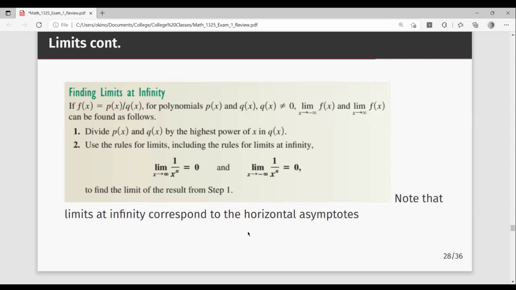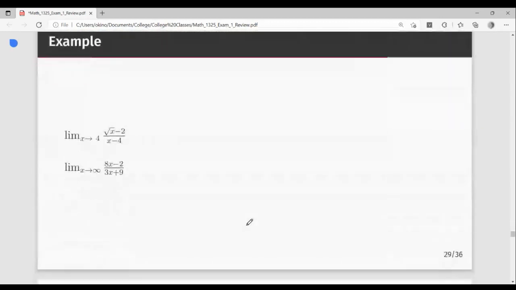And after that, we'll use the rules of limits and look at the rules for limits at infinity. If we have 1 over x to the n and x going to infinity or negative infinity, then that equals 0, right? Because that's 1 divided by some very large number, which approaches 0. So if I give you 1 over a million, that's 0.0000001, really, really close to 0. Okay, and these correspond to our horizontal asymptotes.